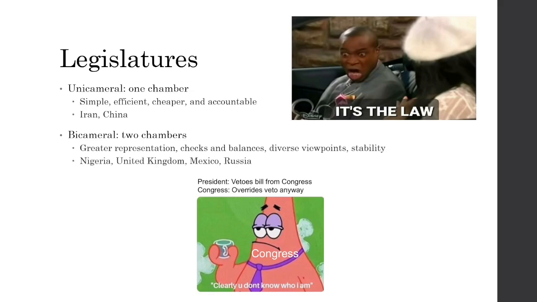And Nigeria, the United Kingdom, Mexico, and Russia are considered bicameral legislators. Let's look at our countries individually, starting with China.